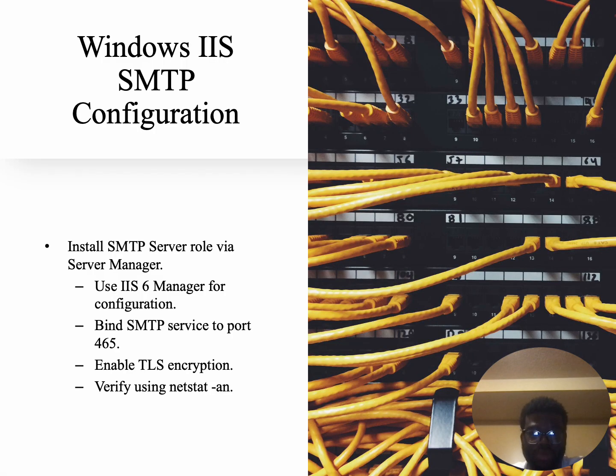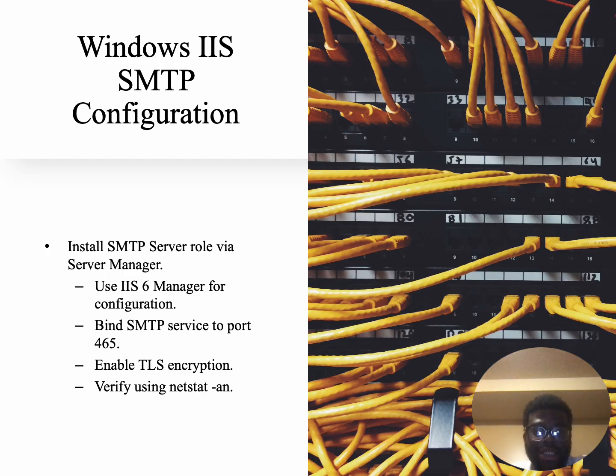And the Windows IIS SMTP configuration. So you install the SMTP server role via Server Manager. This is the configuration of SMTP on Windows. So once you install the SMTP server role using Server Manager, and that is done installing, you have to use the IIS 6 manager for configuration. You cannot use any other one. It has to say IIS 6.